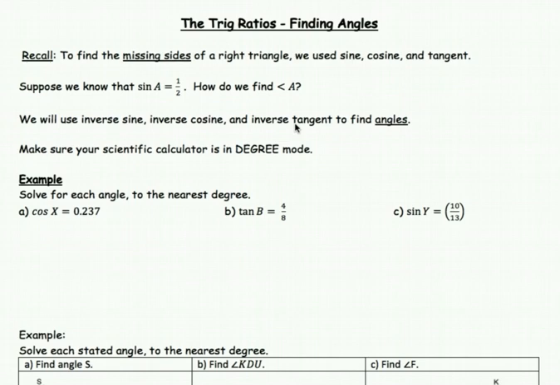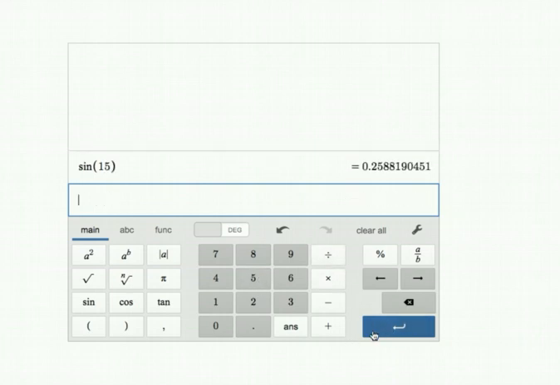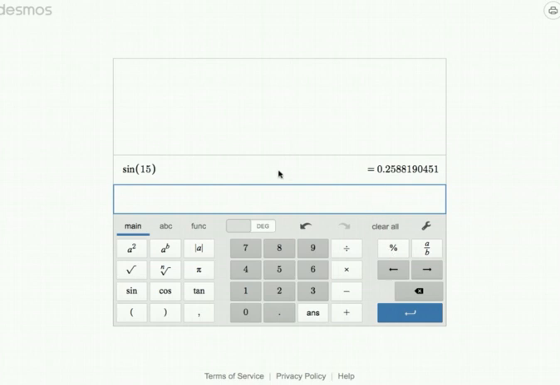So just again, make sure that your calculator is in degree mode. Okay, so again, if you wanted to check if you are doing it right, clear that out. Let's just say sine 15. You should get 0.2588. Just hit enter and it looks like it stores the previous calculation for me. All right, so now that you have tried sine 15 as 0.2588, you know that you're in degree mode.